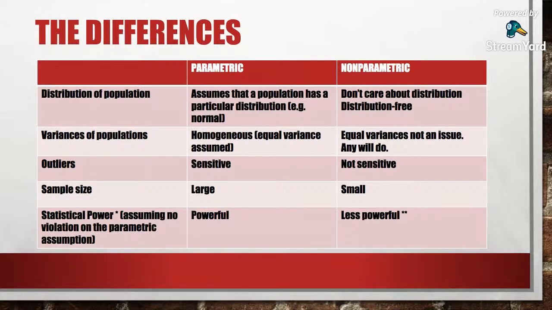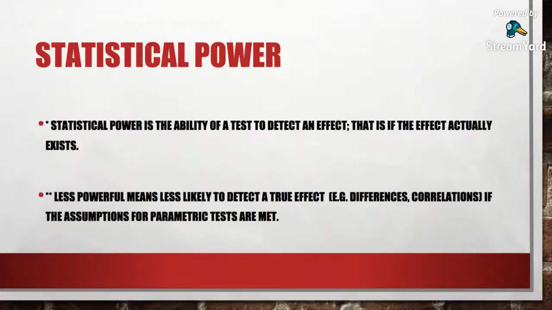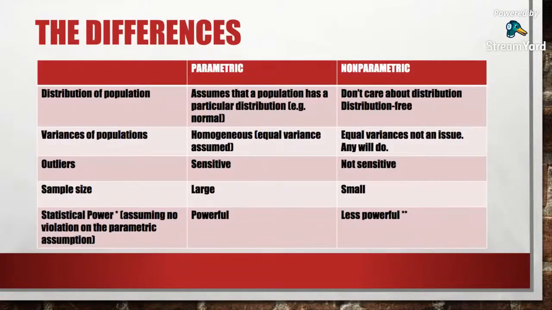Okay, let's continue. So in terms of the non-parametric test, equal variances is not an issue. So any will do. Now, your question would be, how do we know that the variances are equal? There's a test that we can perform to find out if the variances of the population are equal. So we'll get to that later.